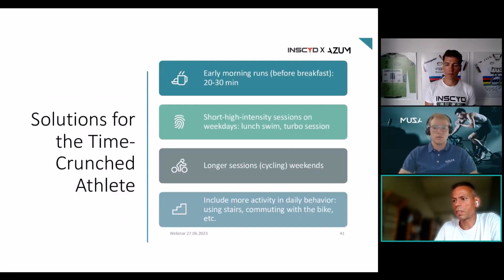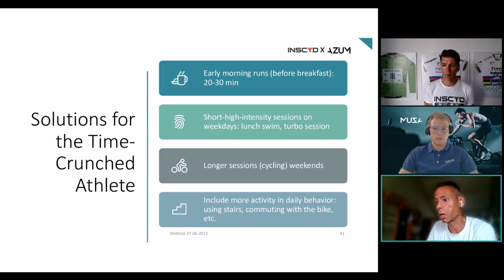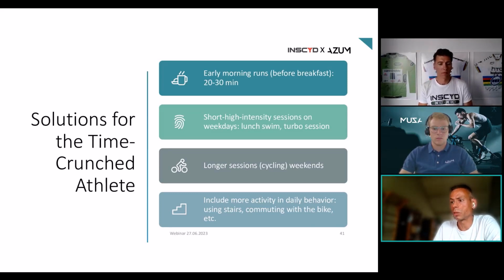So some easy fixes here, I think, to solve this issue of the time-crunched athletes is to look for opportunities to get some work done on weekdays. And that might be maybe a short run in the morning before breakfast. Just get up a bit earlier in the morning, take your shoes and go for a short run. That makes already a difference. Lunch training sessions might also be an opportunity, and you can include some intensity work in these that can help to distribute the training load over the different days of the week.